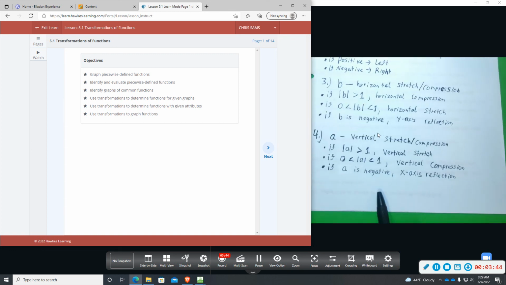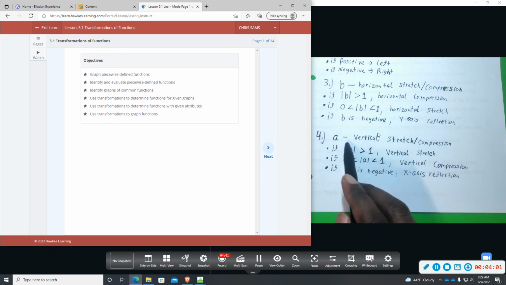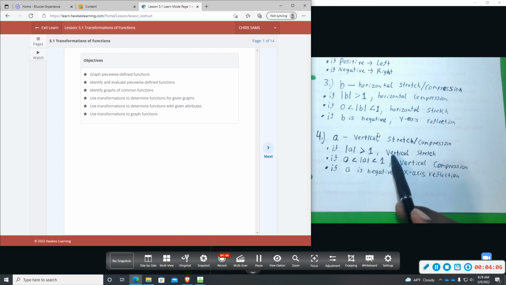And then part 4, this is the last transformation we'll be looking at, the A, the one out front. And it will vertically stretch or compress your graph. It's a vertical stretch or compression in almost the same parameters as B. If you look at the absolute value, the distance that number is from 0, if it's more than 1 away, it will vertical stretch. Okay, exactly what you think. The bigger it is, the more it stretches it out. And then if it's between 0 and 1, the smaller it's going to compress it, make it shrink. And then if A is negative, you're going to flip across the x-axis.